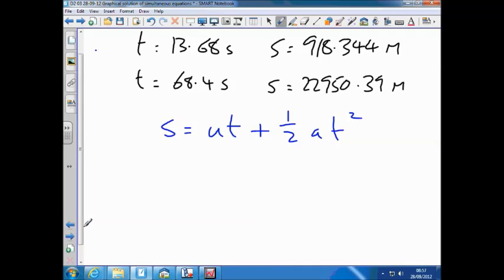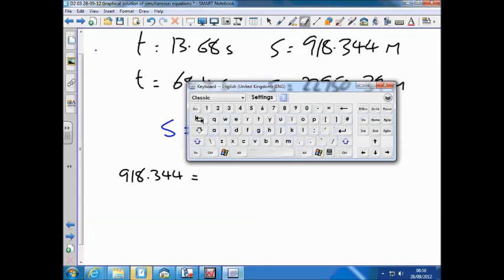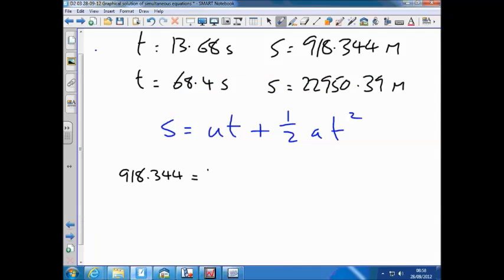Here's the function. So what we do is, we know S. It's 918.344 equals. We don't know U, so that's just left as U. We know that the time, though, is 13.68. So it's U times 13.68, or 13.68 U, to put the letter after the number, okay? Equals, plus a half A, so 0.5 times A times T squared.